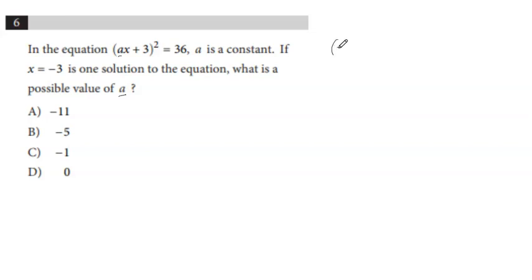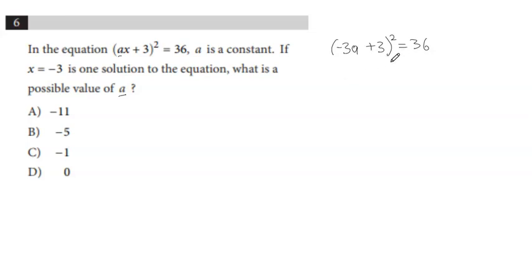So I will say (minus 3a plus 3) squared is equal to 36, right? Here, all I've done is substitute for the x value. That's how I got minus 3a, right?